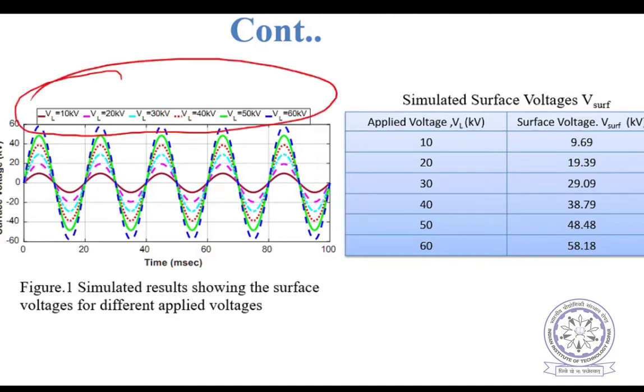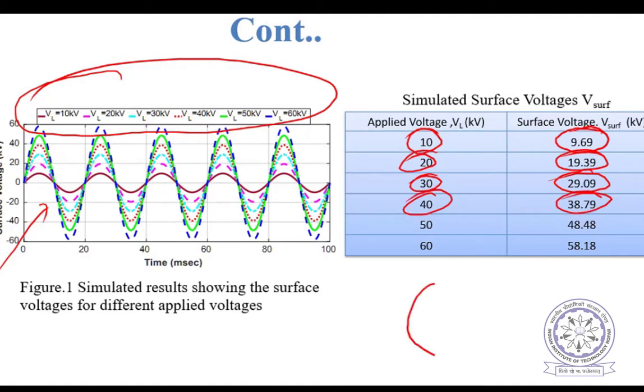With our simulation, we have simulated voltages for different line voltages. We have simulated the conductor surface voltage. Surface voltage means on the surface of the insulating cover. You can see here for 10 kilovolts, the voltage on the surface is 9.69. For 20 kilovolts, 19.39. For 30 kilovolts, the surface voltage is 29. For 40 kilovolts, 38.79. So there is a very small percentage drop in the insulation. The conductor voltage and the surface voltage have very little difference.